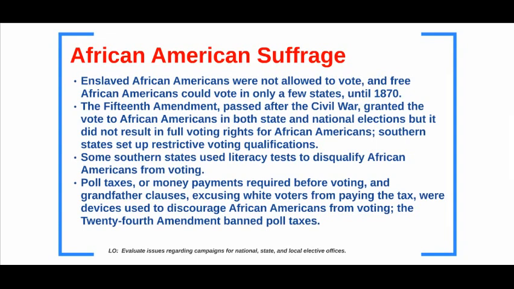Southern states set up restrictive voting qualifications. Some southern states used literacy tests to disqualify African Americans from voting. Poll taxes, or money payments required before voting, and grandfather clauses, excusing white voters from paying the tax, were devices that were used to discourage African Americans from voting. The 24th Amendment banned poll taxes.